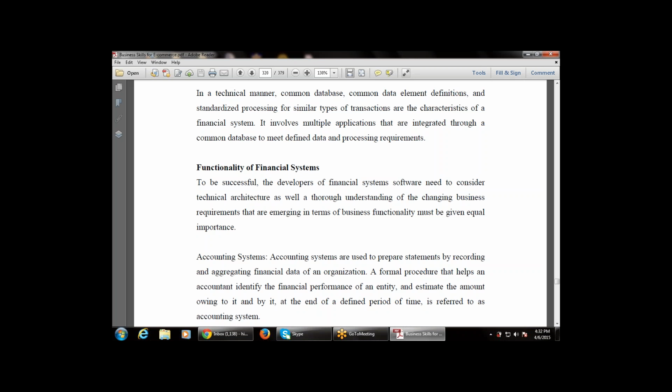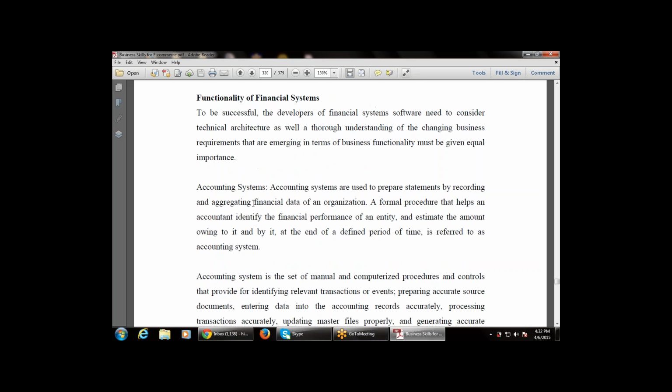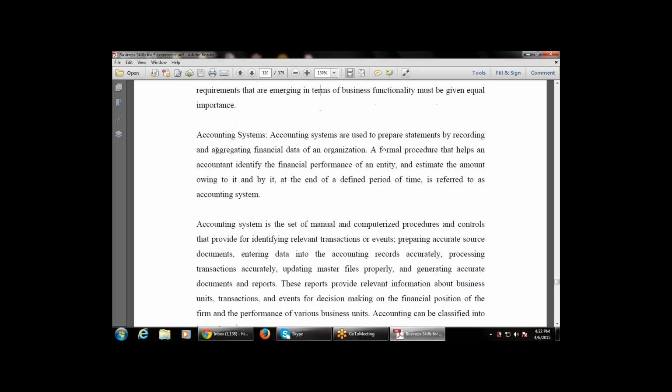So developers need to be updated with the various business requirements that are emerging, in terms of the business functionality that is given more importance. Now, what is the role of the accounting system? For any financial system to be trustworthy and beneficial, developers must have a good knowledge of financial systems as well as a thorough understanding of the changing business requirements. So now let's see what the various systems available are.